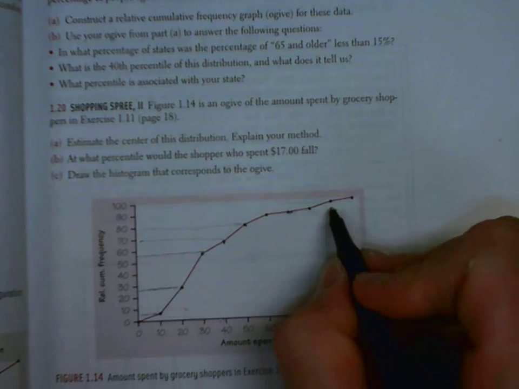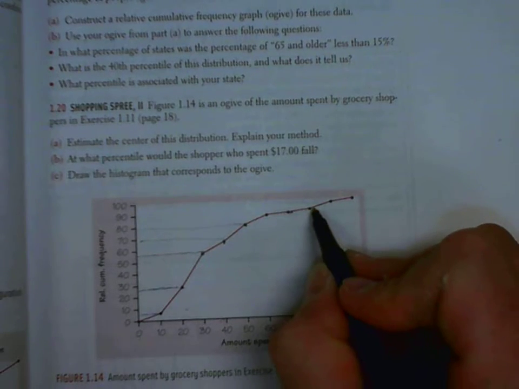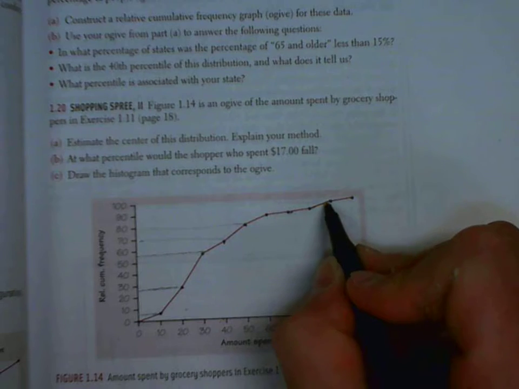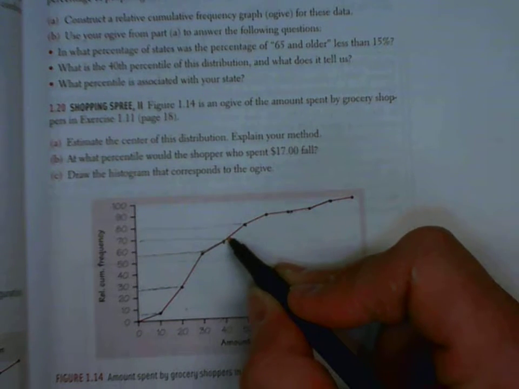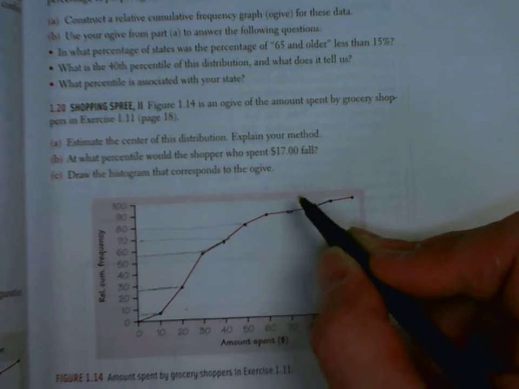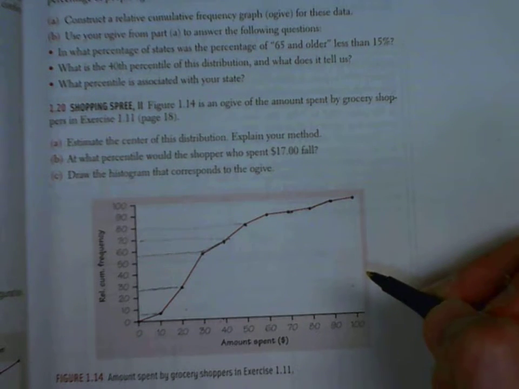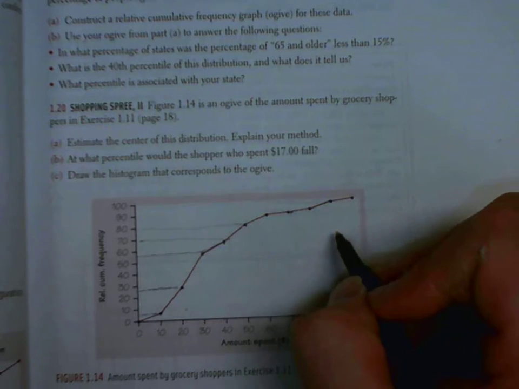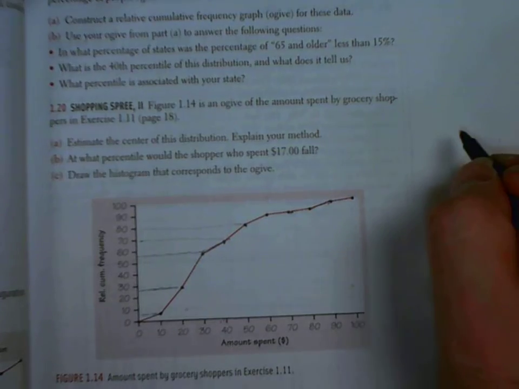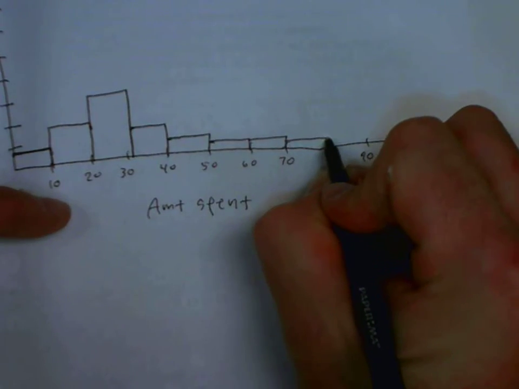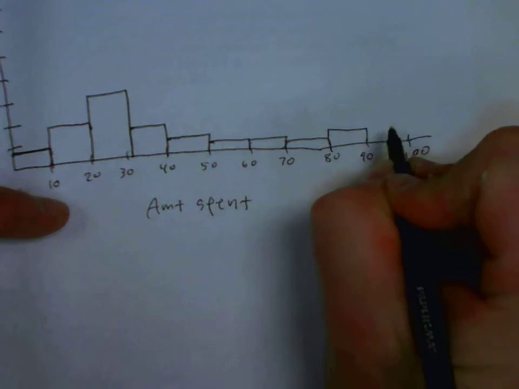Between 70 and 80, it's a little steeper. So what you'll notice here is that on a given interval, the steeper the slope of this part of the ogive, the bigger the bar is on the histogram. Okay? So between 80 and 90, it looks like we're about 92, and we're close to 100 there. And actually 70 to 80. So I don't know. It might be something like this.